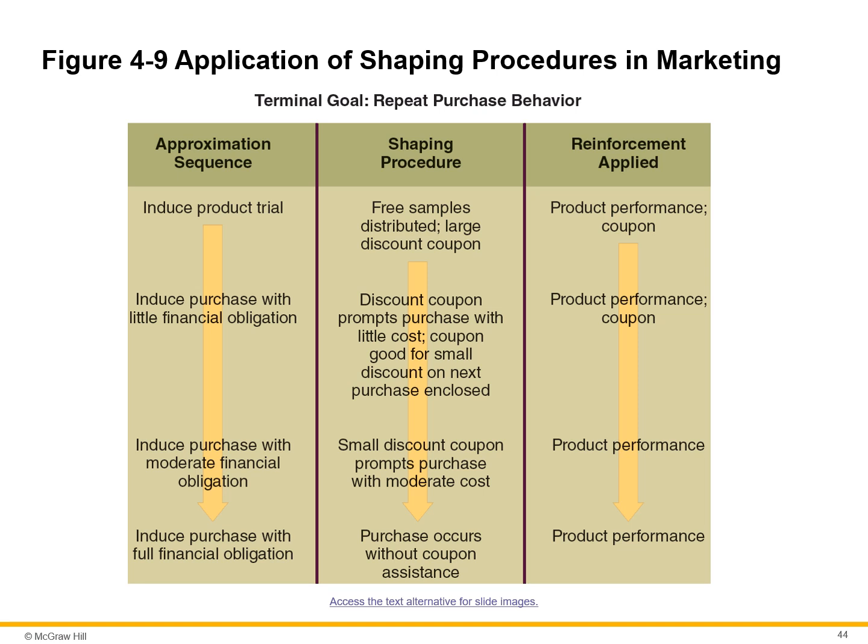The approximate sequence is: you induce product trial, asking them to try a new product. Then induce purchase with a little financial obligation, giving them a freebie discount. Then induce purchase with a moderate financial obligation. And finally, you induce purchase with the full financial obligation, where they pay the full price. So what is the shaping procedure here? To induce product trial, you distribute free samples or a large discount coupon, 50% off.